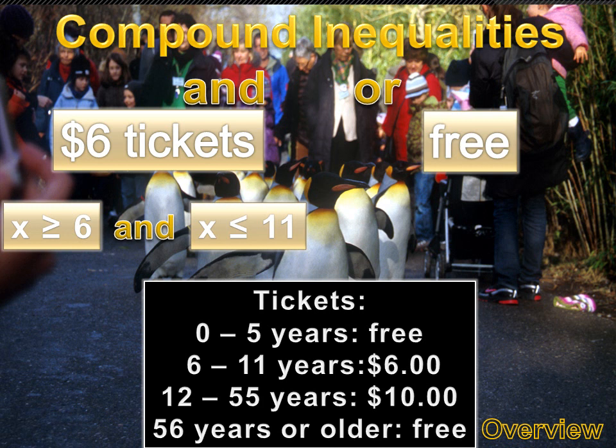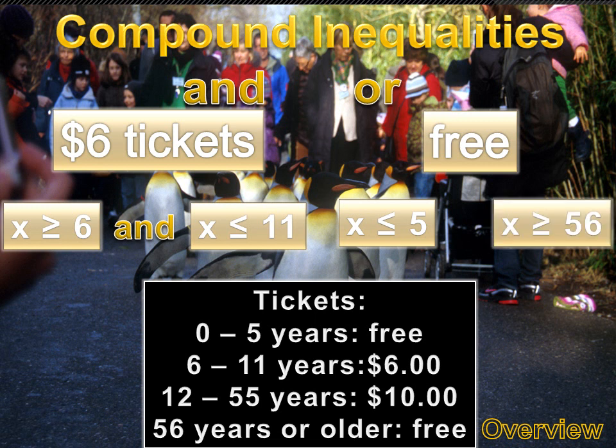Well, how about a free ticket? Well, I can see that if I'm 5 years old or younger, I get a free ticket. So I could write that this way. If my age is less than or equal to 5, I get a free ticket. But I also get a free ticket if my age is 56 years or older. So if X is greater than or equal to 56, I also get a free ticket.